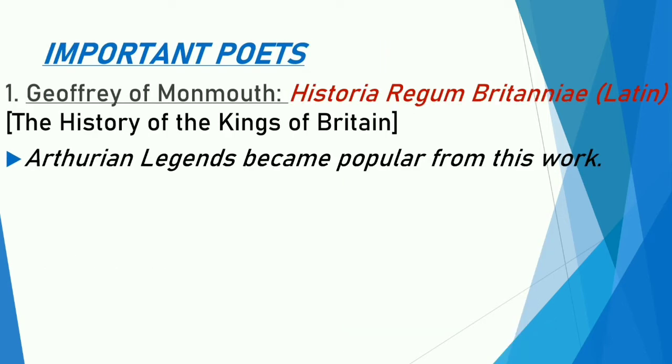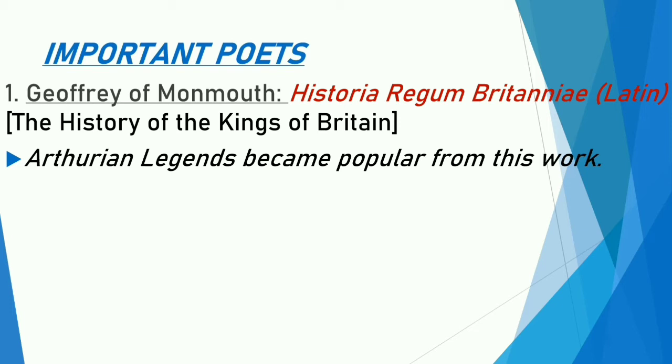Now we will see some important poets of this age. The first one was Geoffrey of Monmouth. He wrote Historia Regum Britanniae in Latin. This means the history of the kings of Britain. Arthurian legends became popular from this work.